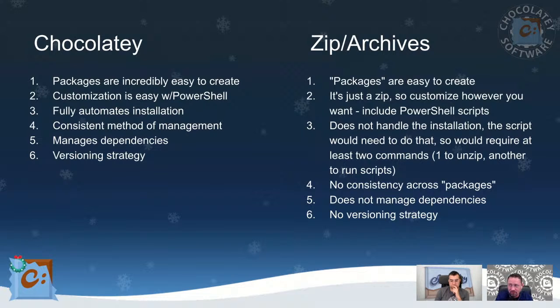And also zip archives, similar to MSIs, they don't manage dependencies. So you're kind of left to do that on your own. And one of the really big ones is versioning strategies. Zip archives by themselves don't have a versioning strategy, right? So you don't have this path to upgrade as simply as you do with Chocolatey, or a path of picking a particular version and going about it.